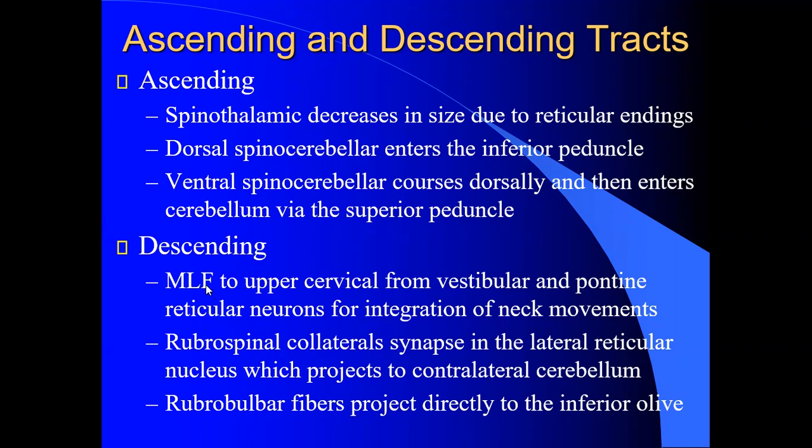The descending tracts that run through, we talked about the MLF as a descending tract, and that was a surprise. We have a rubrospinal, which are jumping off. You got lots of rubroreticular neurons, lots and lots of those, okay? And then some of them will continue on their way down into the spine. This lateral reticular nucleus, we said, goes to the contralateral cerebellum. That will allow the rubrospinal tract to come down and then project to the contralateral cerebellum. And we'll have rubrobulbar fibers going all the way down to the inferior olive.